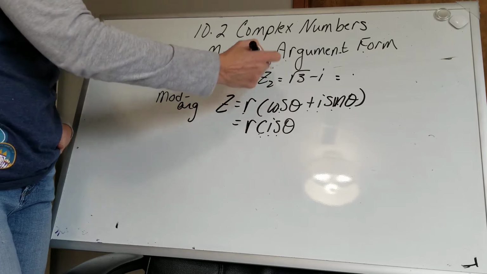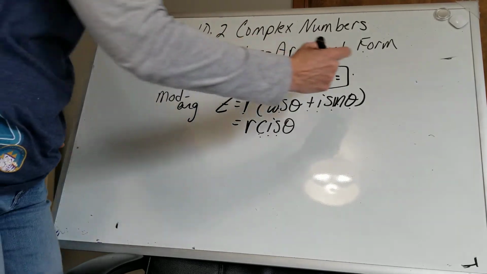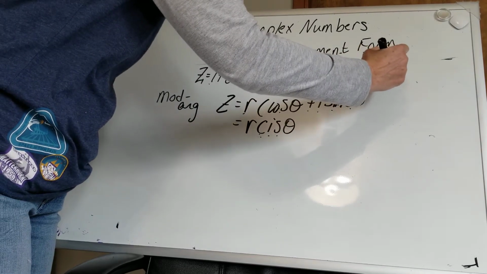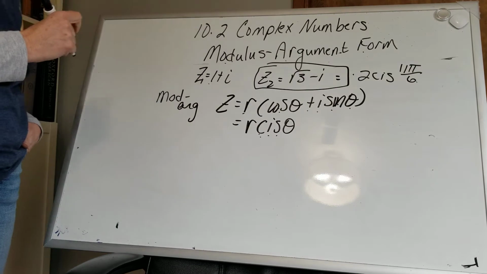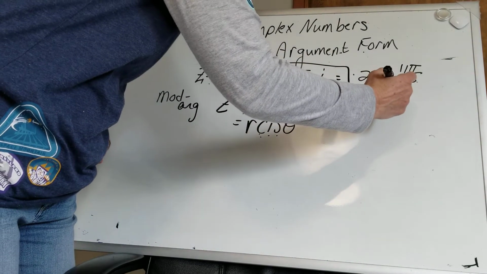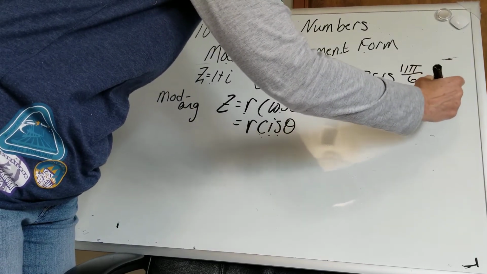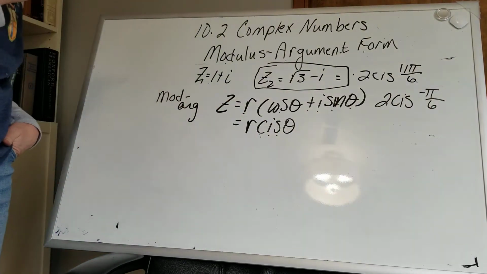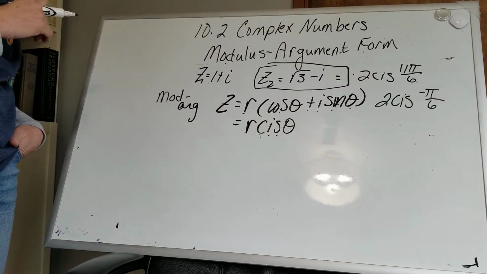Okay. This is the problem we just did. So we know that that was equal to 2 cis 11 pi over 6. A lot of times, instead of writing it that way, the alternative is to write it as 2 cis negative pi over 6. So you'll see both, right? It's the same exact angle, it's just labeled two different ways.